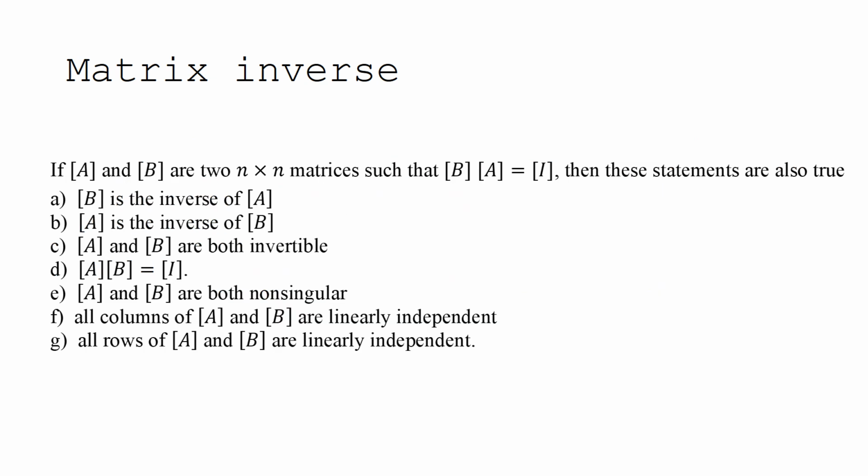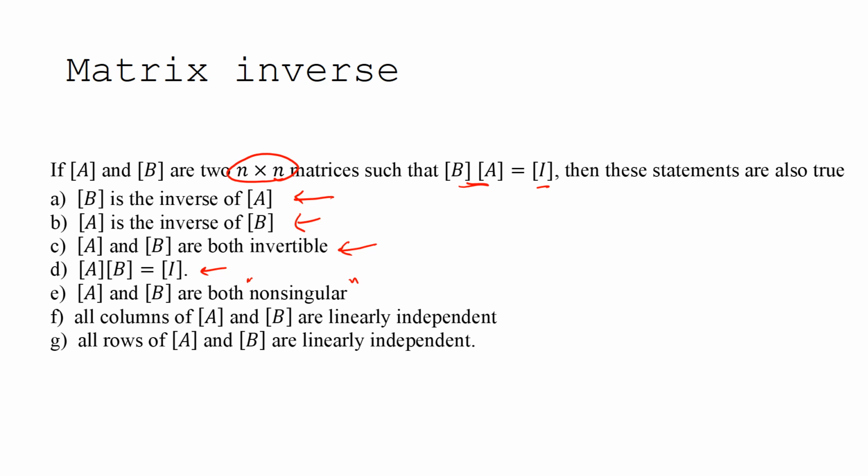If I have two square matrices and you multiply them together and get identity, this means that B is the inverse of A, and also A is the inverse of B, and both are invertible. When you multiply them together, you have identity. An invertible matrix is called non-singular.